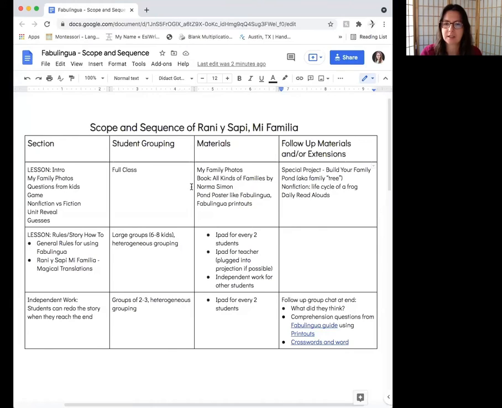Let's look at the hook and intro with a little bit more detailed lens. So I'm going to pull up that scope and sequence, and you can see here our section is the lesson. We're doing an introduction, not to FabuLingua just yet, just to the idea of the thematic unit of family. And I like to start with a hook before I ever even say what's going on. I have an activity, a game, a book, etc.